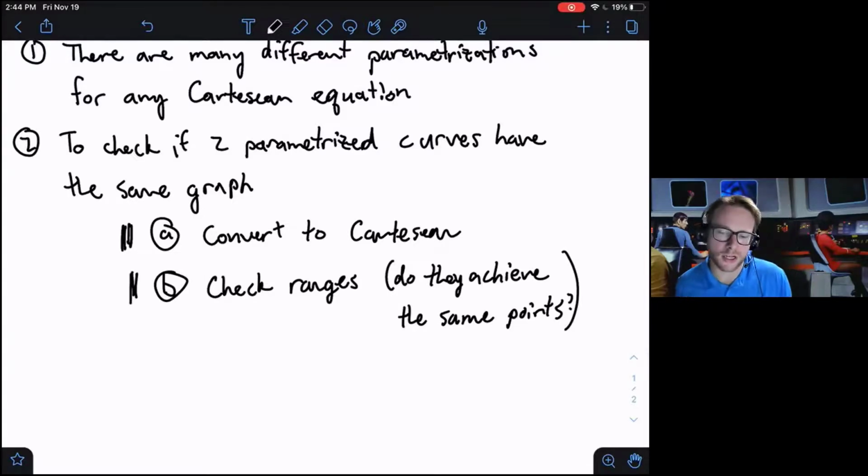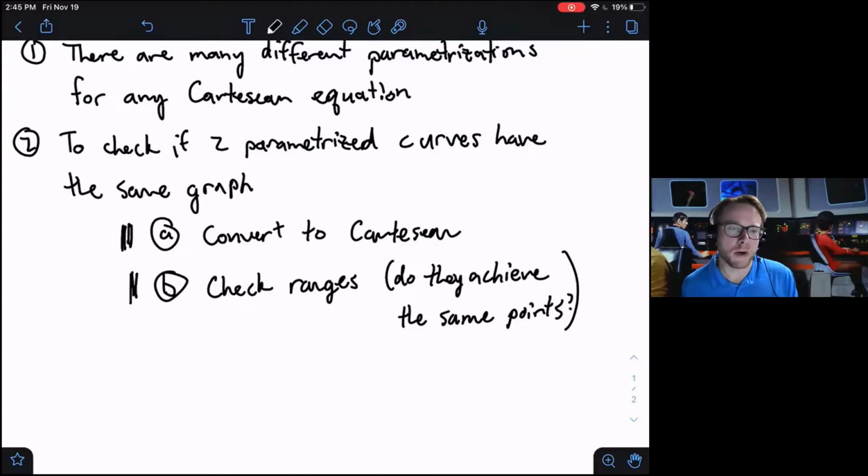Do they actually achieve the same points? And so in our case, once we converted to Cartesian, they actually have the same Cartesian equations. And so they stand a good chance of having the same graph. And yet when we checked their ranges, we saw that one could actually get the point (0, 0) while one couldn't, right? And so this was kind of an extreme case. They were only off by 1 point, but they could be off by more than that.